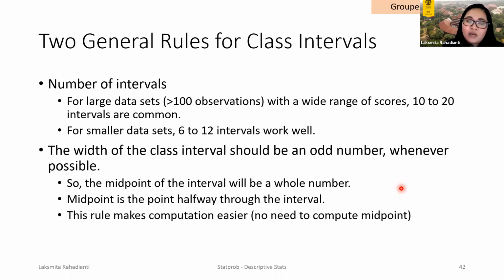So more or less, you can follow this rule that when you have a large data set with a wide range of scores, you can use 10 to 20 intervals. For smaller data sets, 6 to 12 intervals work well. And the width of the class interval is recommended to be an odd number whenever possible, because in the case of the Hinkle grouped data convention, you will need to define a midpoint. And if you have an odd number as your interval, it'll be easy to determine your midpoint because it would just simply be the number in the middle, and you don't have to work with decimals in that case.